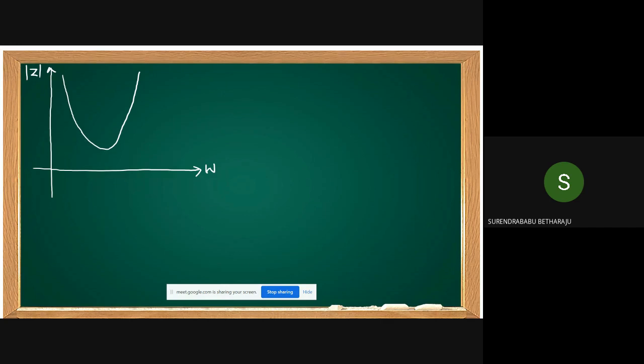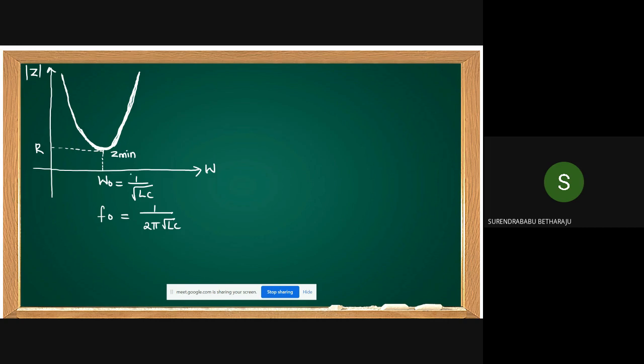This point corresponds to which frequency? This is the point corresponding to the resonating frequency. Omega naught is 1 by root LC, that is F naught is 1 by 2 pi root LC. This is the minimum impedance point, Z minima, and that Z minima is nothing but R.